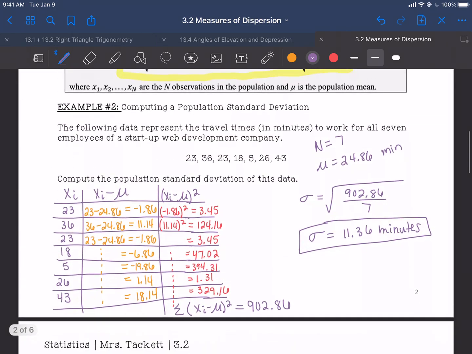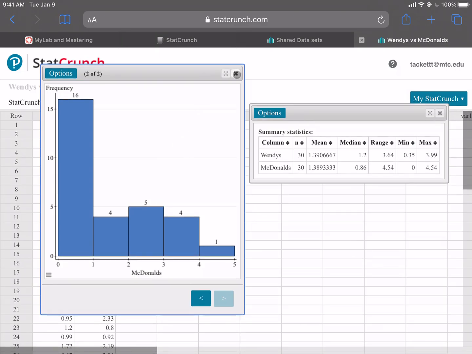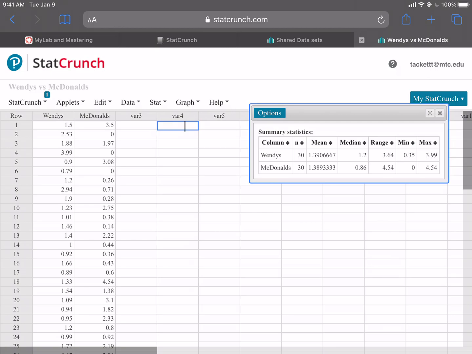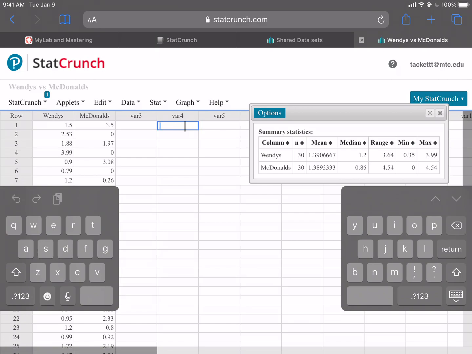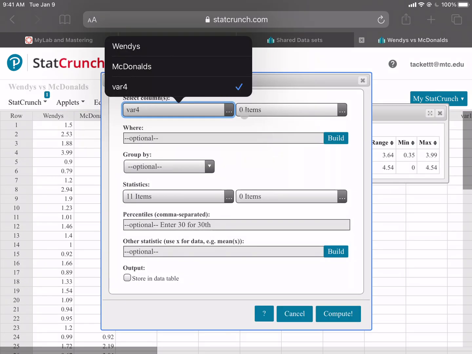All right, so if I'm showing you this in StatCrunch, I'll go ahead and type those numbers in real quick. Let's see, we got 23, 36, 23, 18, 5, 26, and 43. Okay, so now I'm doing my summary stats for that data I just typed in.